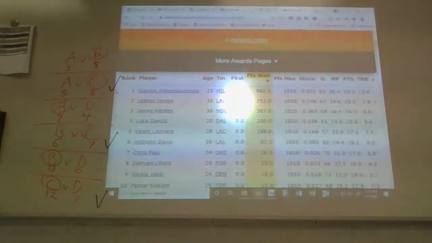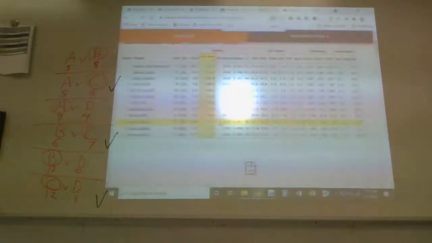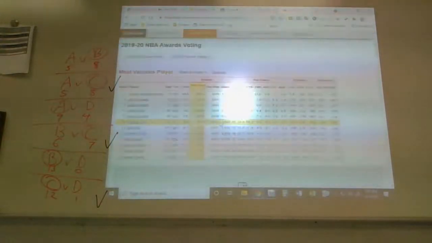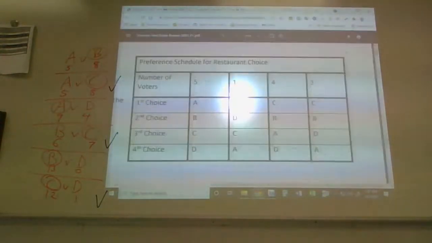Now you can see there's actually a column next to it saying points max, meaning that would be the maximum number of points they could have received via the Borda count. If someone were to receive that grand total of 1,010 points, then they would be a unanimous choice. But this page doesn't tell me the individual vote breakdown, which is sad. I wish they did, but that's just one example of it.